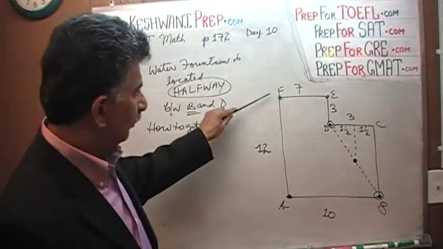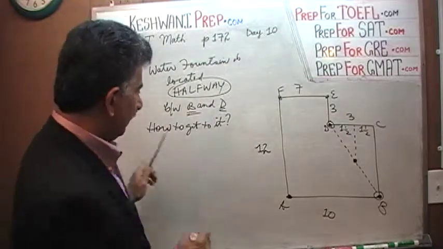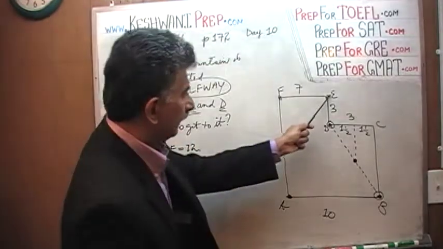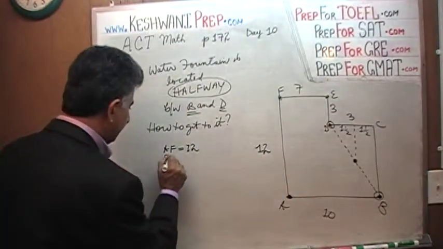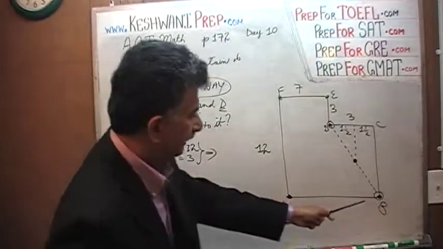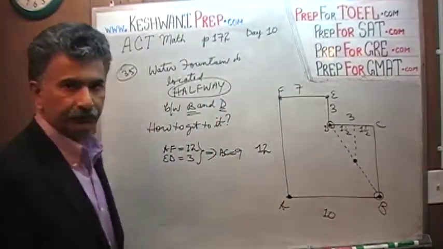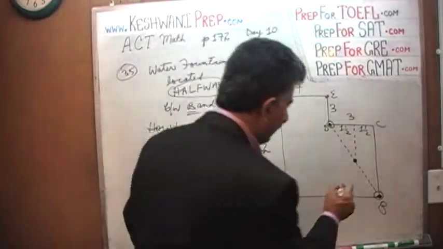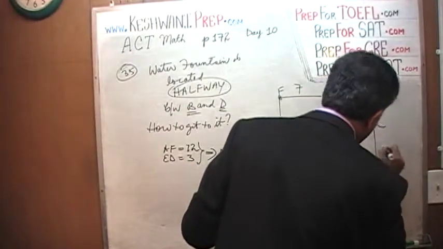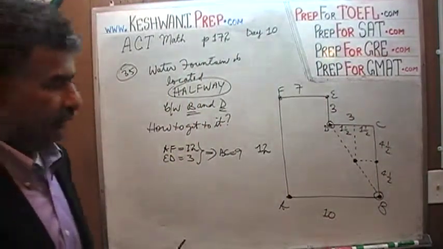Similarly, listen very carefully, A to F is 12, and B to D is 3. If you put them together, that implies that B to C must be 9. If B to C is 9, then the halfway mark is going to be 4.5. That's it. Now we have located the point. We have located the water fountain.